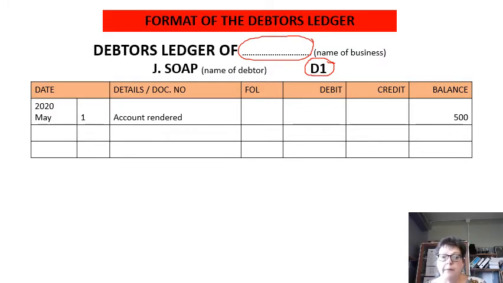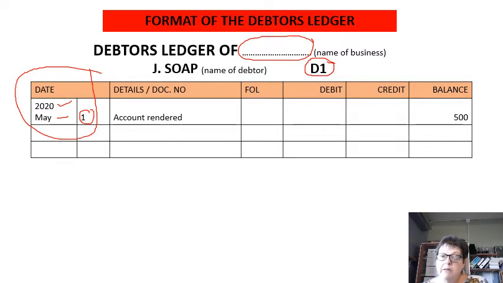The format of the page itself, you obviously must have a column for date. Date is divided into first the year, then the month, and then the day. In the details column or document number column, you need to write in such a way so that your debtor understands what you are writing. So this account rendered is actually fancy words for the balance that he owes us. So on the 1st of May, debtor Joe Soap owes us 500 Rand.